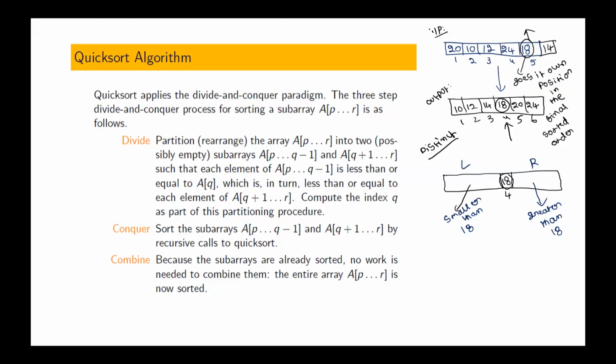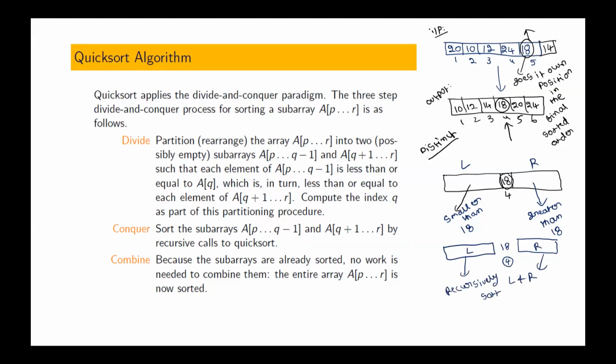Then what is it that we need to do? Then again, all the elements to the left of 18, we consider as one new array given to us. All the elements to the right of 18, which is in position 4, we consider as a new array. Again, recursively, we sort this. Recursively sort L and R. Is that correct?